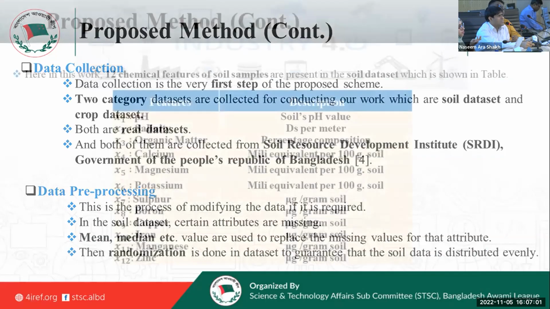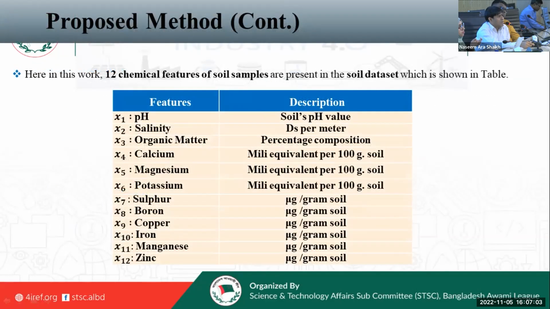And these are some features of soil, like pH, salinity, organic matter, calcium, magnesium, potassium, sulfur, boron, copper, iron, and zinc, like this. And this is their measuring unit.